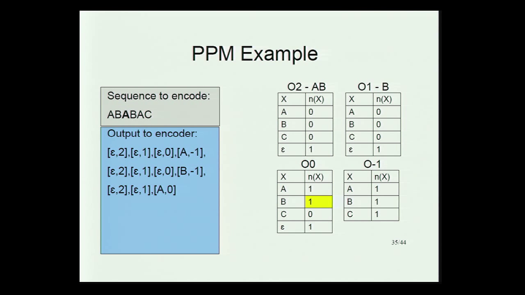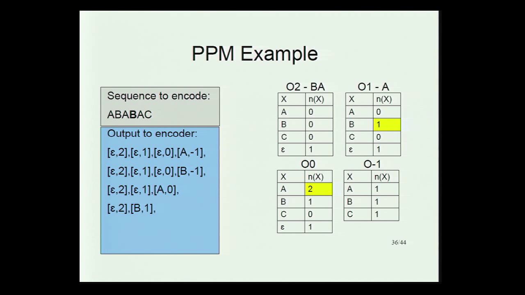We've never seen an A with context AB. We've never seen an A with context B, but we have seen an A at the order 0 context. So we're only going to escape from order 2 and 1, and then finally output an A at context 0.